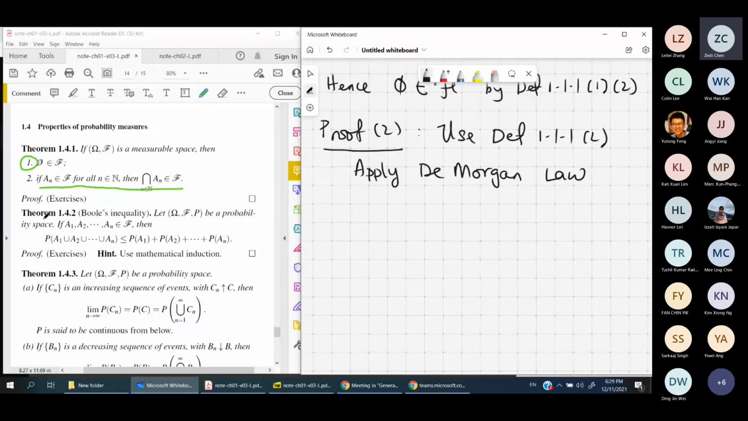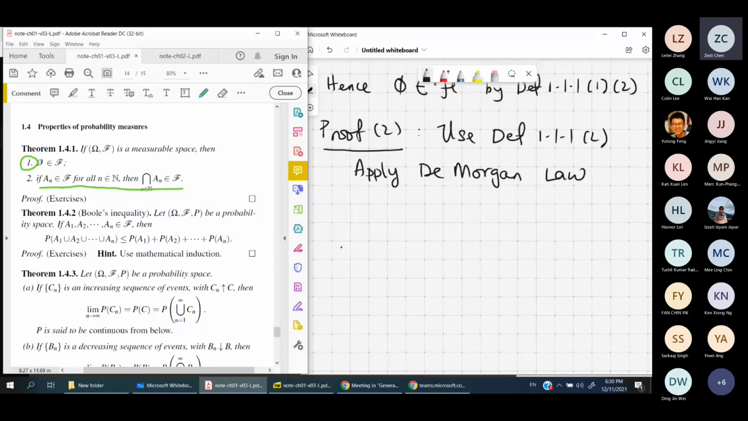Next, theorem 1.4.2. This is the so-called Boole's inequality. Let (omega, F, P) be a probability space. If A1, A2 up to An are events, then P of A1 union A2 up to An is less than or equal to P of A1 plus and so on. Here we didn't require them to be disjoint, not necessarily disjoint.